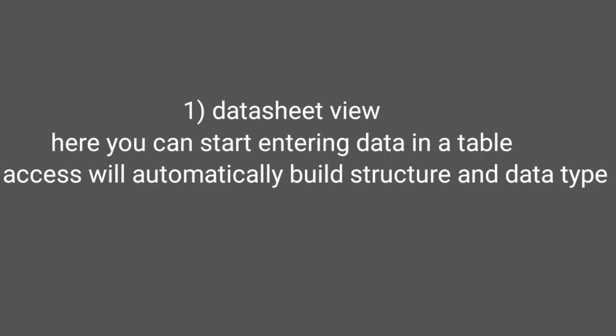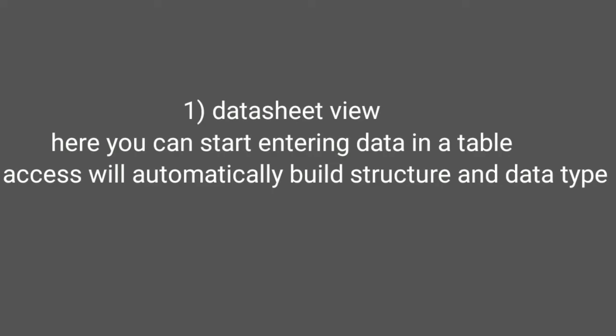First, moving on to datasheet view. In datasheet view, we can start entering data in a table, and Microsoft Access will automatically build the structure of that table, and at the same time automatically select the data type for the data that is being stored inside the field. This is what I mean by datasheet view.